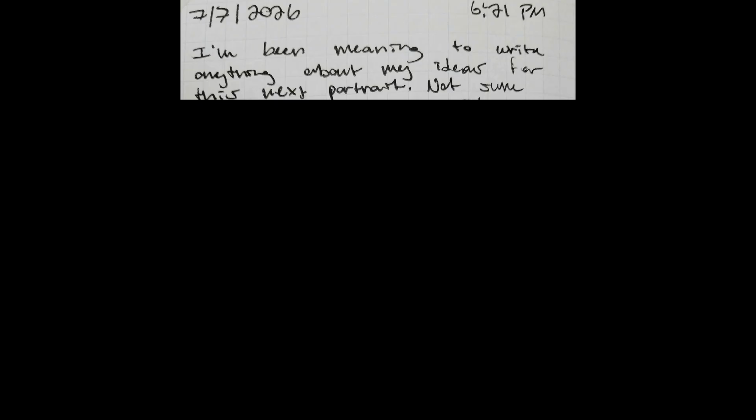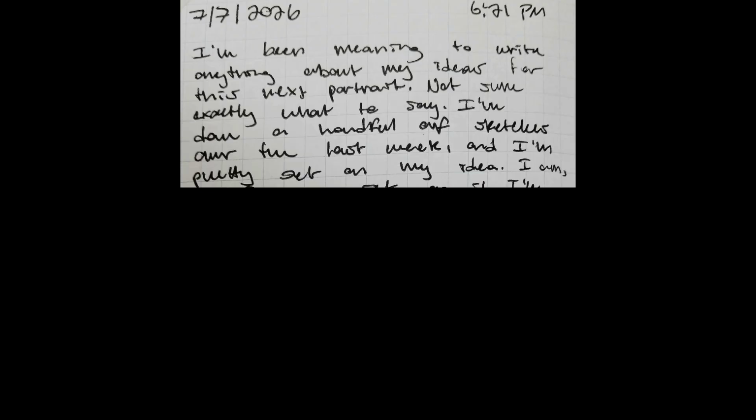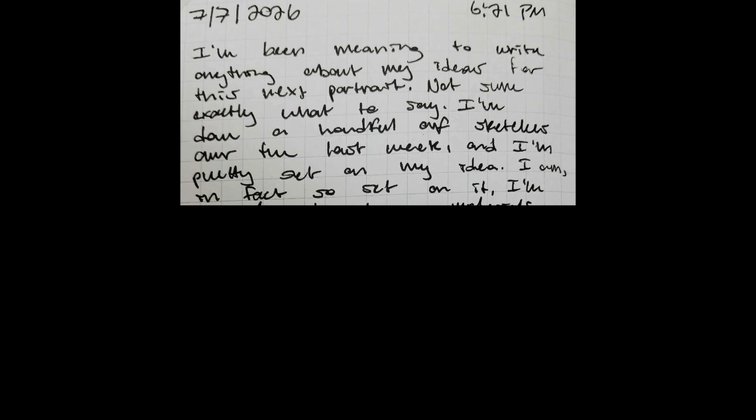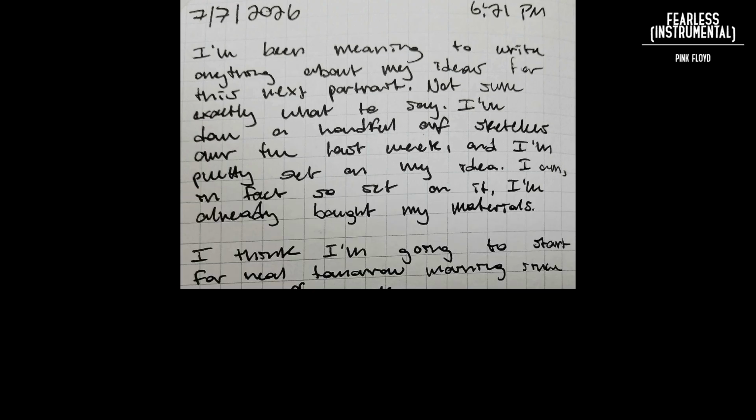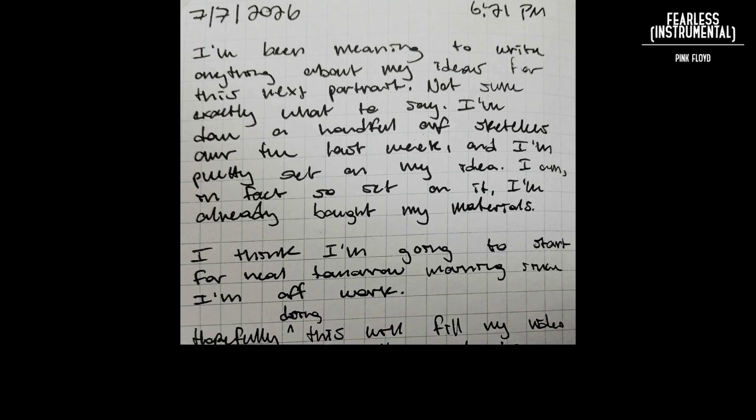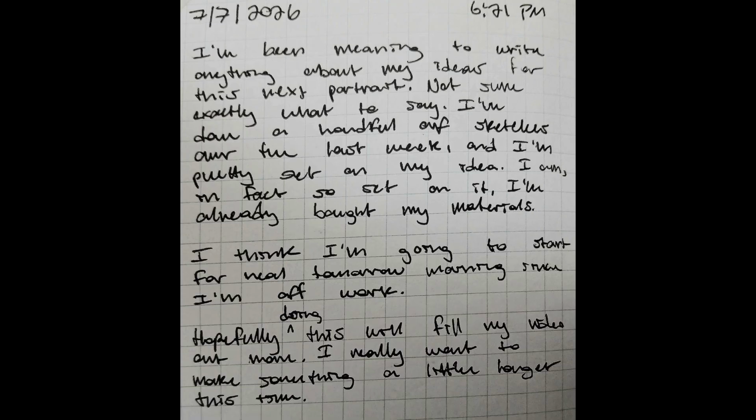On the 7th of this month, I wrote this. I've been meaning to write anything about my ideas for this next portrait. Not sure exactly what to say. I've done a handful of sketches over the last week, and I'm pretty set on this idea. I am, in fact, so set on it, I've already bought my materials. I think I'm going to start for real tomorrow morning since I'm off work. Hopefully doing this will fill out my video more. I really want to make something a little longer this time. And on the morning of the 8th, I started working on my portrait.